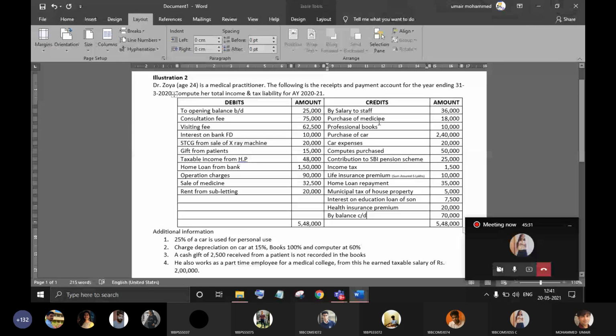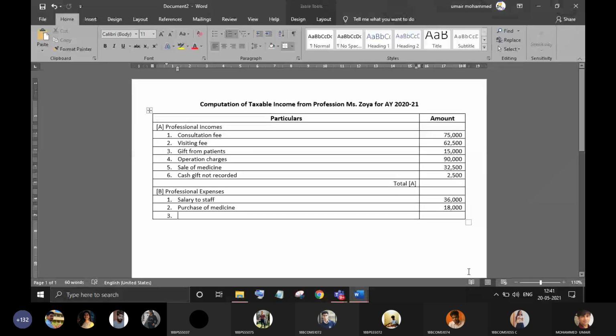Next is professional books. Depreciation on professional books at 100% amount, which is 10,000. So this will give you the same amount.